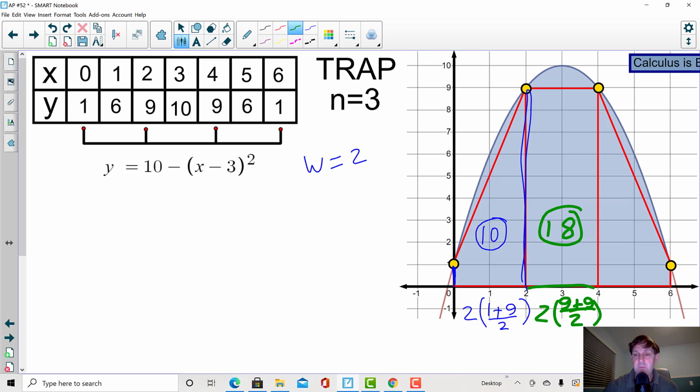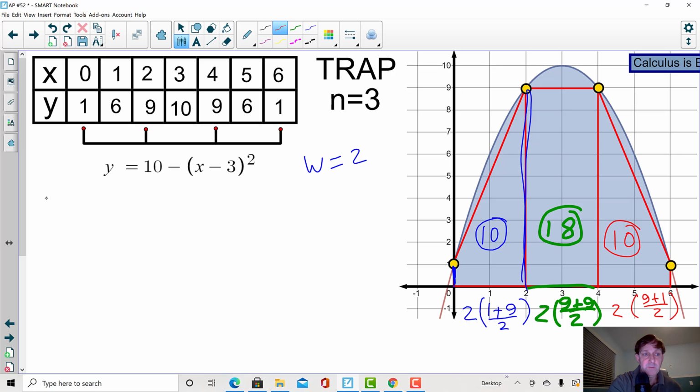For the middle one, you could also just do the area of a rectangle, and that would be 2 times 9, which is also 18. Okay, for the last one, the width is 2, and the average height would be 9 plus 1 over 2. You'll notice that's the same as the first one, so we're getting 10. So you don't actually have to use the formula, even though there is a formula for the trapezoid rule. You could just solve individually for each trapezoid and then add them all up, and you get 38 for your answer. Now, if you wanted to use the rule, let's have a look at what the rule is.